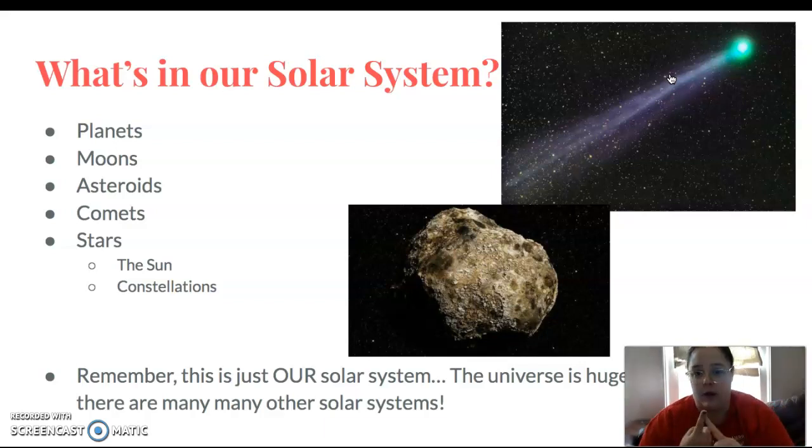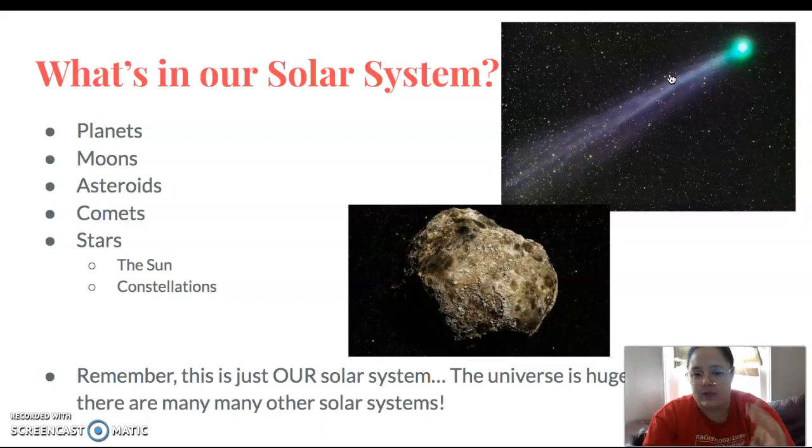Well, first of all, we have our 8 planets. We have moons that go around our planets. Not every planet has a moon, and some planets actually have more than one moon. So the number of moons depends on where the planet is, how big it is, and how quickly it moves.